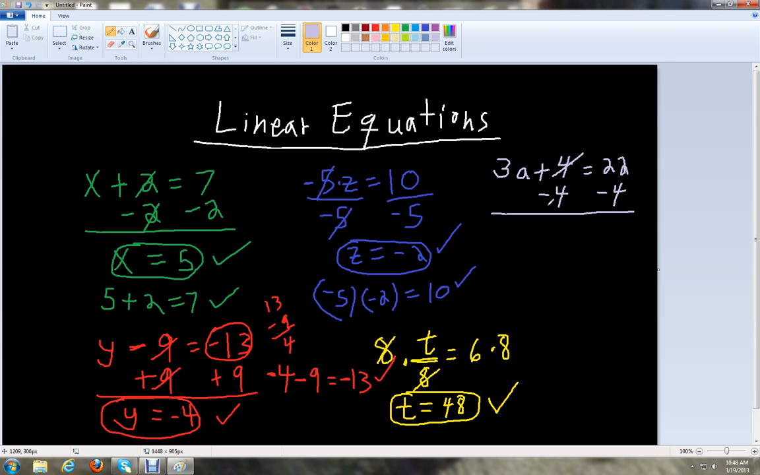So those are going to cancel, and 4 minus 4 is 0. And then we just have 3a equals 22 minus 4, that's 18. So we have 3a equals 18. And now to get a by itself, we have 3 times a, so that's multiplication. So we have to do the opposite, which is division. Divide by 3 on both sides. So those will cancel, and we're left with a, and that equals 18 divided by 3, which is 6. So a equals 6.